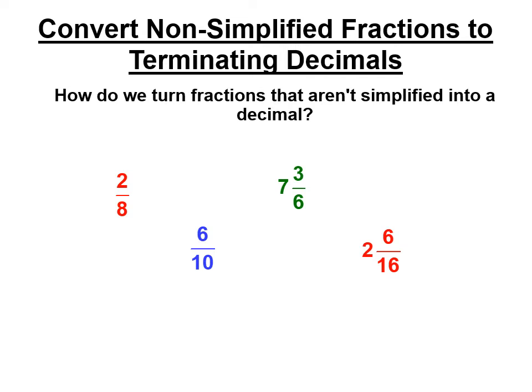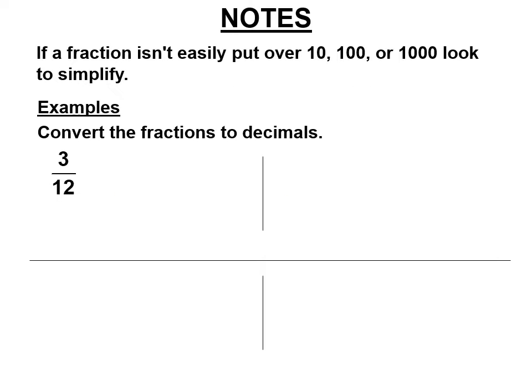So now, what about other fractions like 2/8 and 6/10? How do you make those into terminating decimals? Well, just like when we were finding the missing number, and it didn't work, right, 12 times nothing makes 10, 100, or 1,000, we used to look to simplify.